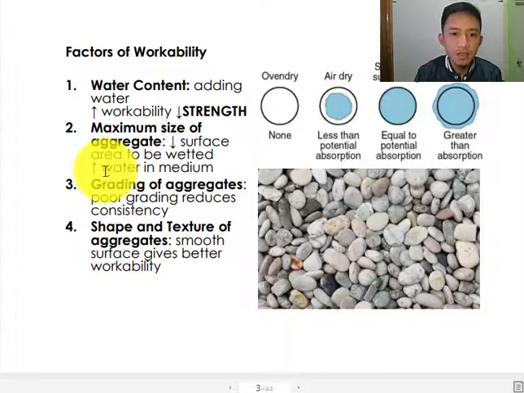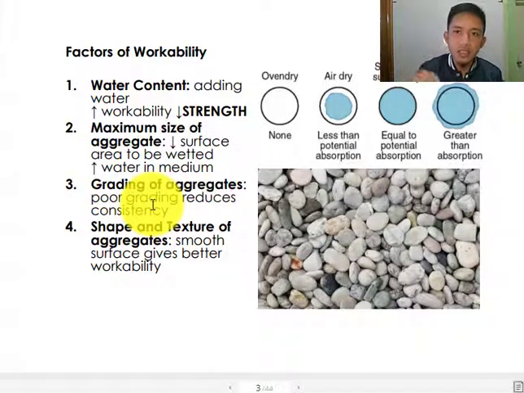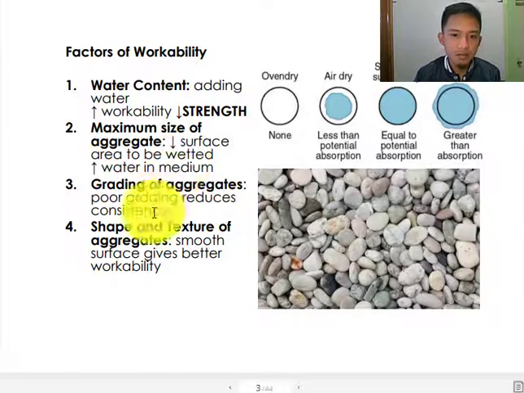And then number three, grading of aggregates. Poor grading reduces consistency. Consistency is, again, the ability to flow of the concrete mix. So how will that affect your workability? Your grading.